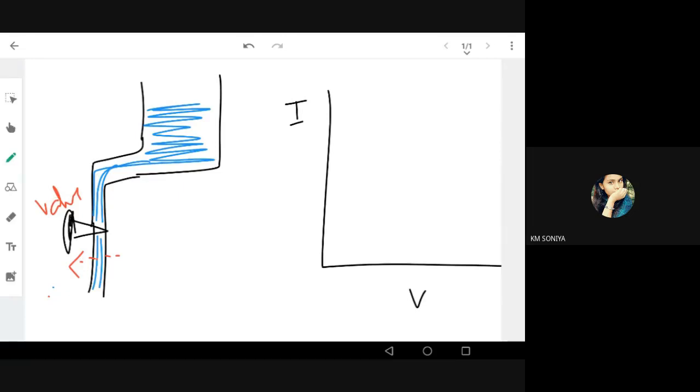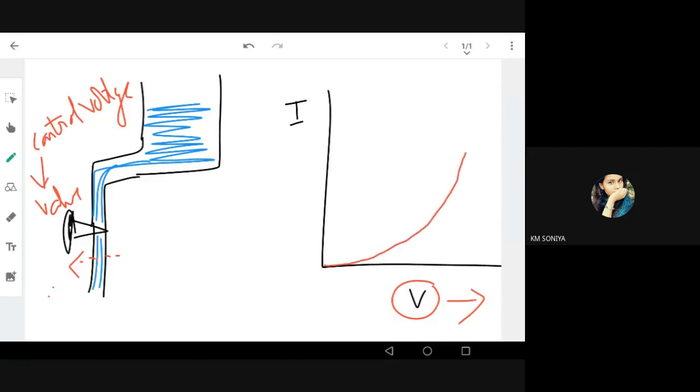So I can plot this as I increase the voltage. This is the control voltage I'm giving to the pipe, on the x-axis here. As I go on increasing the voltage, I can see there is an increase in the current. This goes on increasing, and this is not in a linear way. Why is this not in a linear way? Who can tell me why it doesn't happen in a linear way like this?